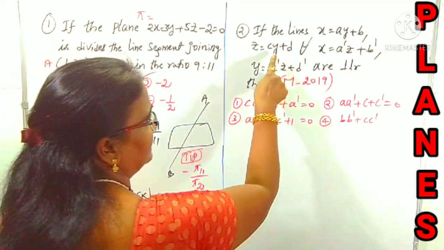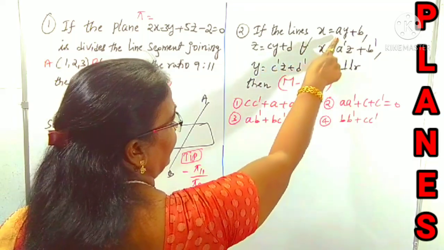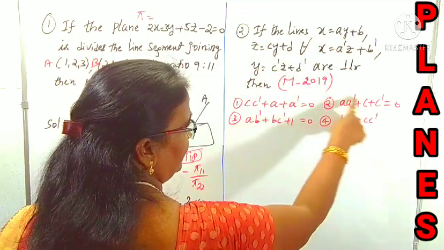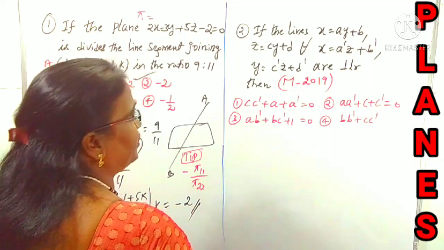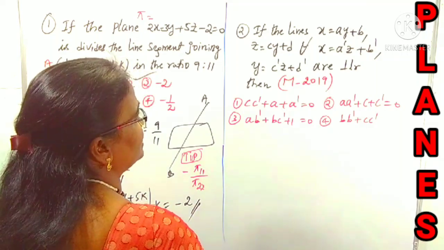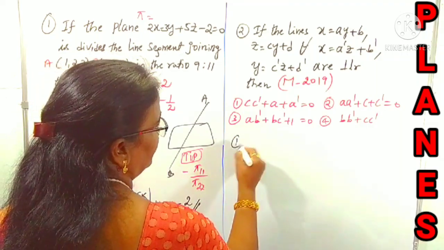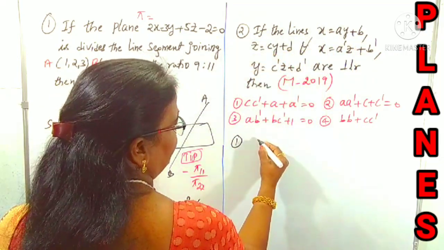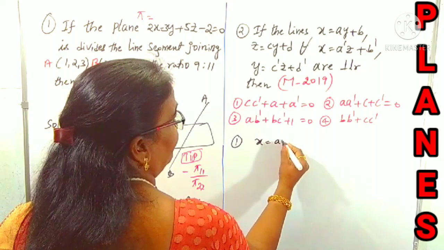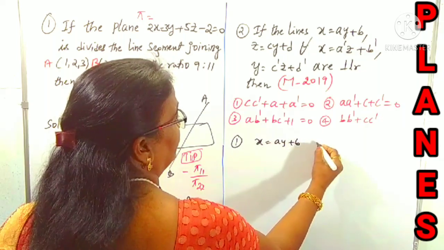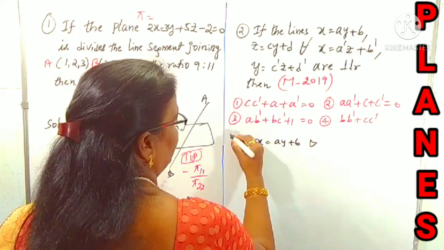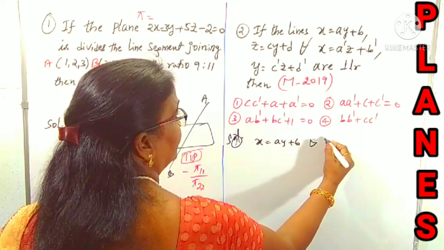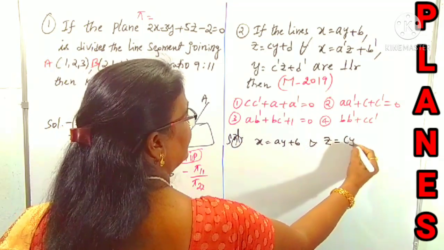Then we can get the relation between the constants A, B, C, D, etc. The options are like this. To find this, what is the first equation? Here you can concentrate. These two combinations you can think of as one line. First equation and second equation I am writing here: X is equal to AY plus B, and Z is equal to CY plus D.